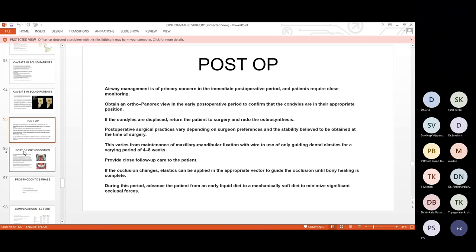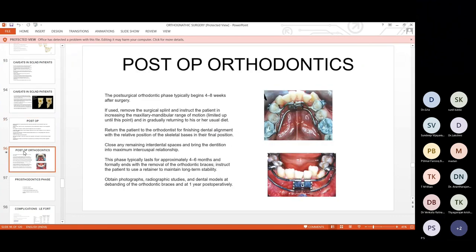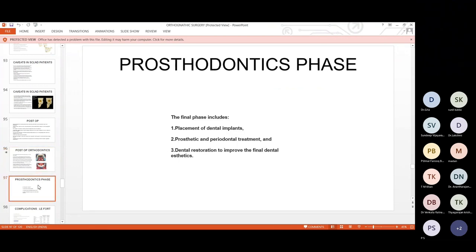Post-op orthodontics, I told you, without their help, you are nowhere in these procedures. Now, these are some of the final phases, in which there is placement of dental implants, prosthetic and periodontal treatment, and dental restoration to improve the dental aesthetics.